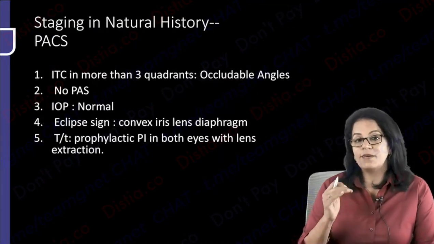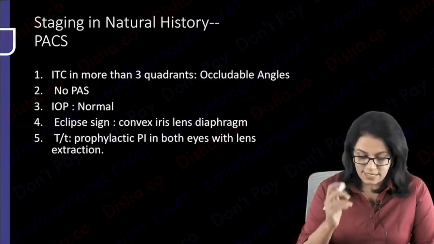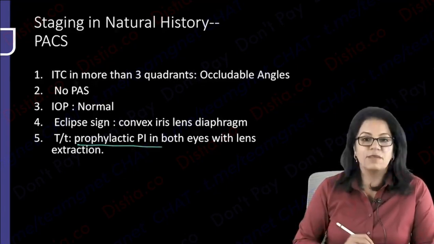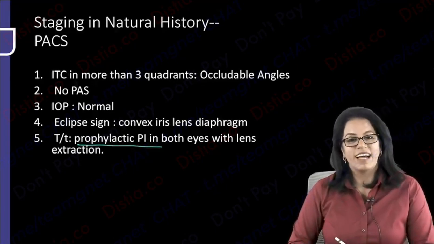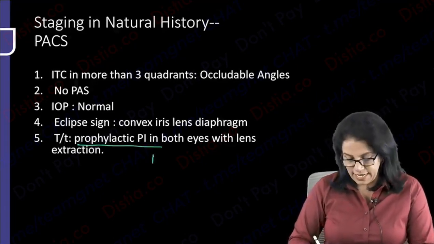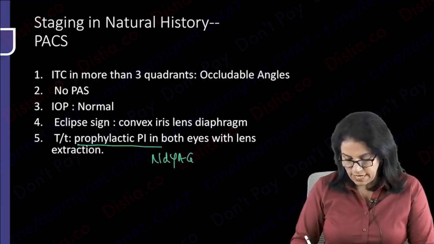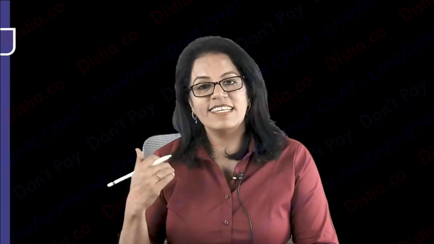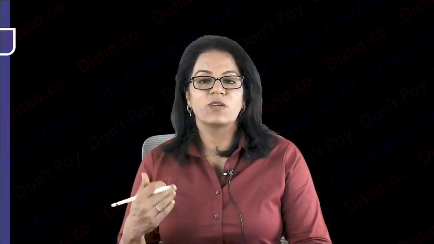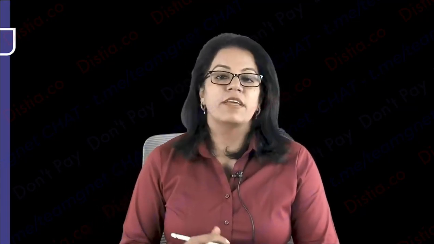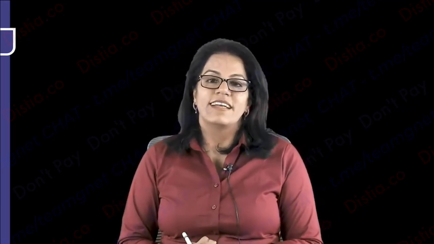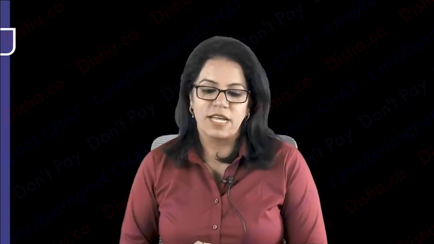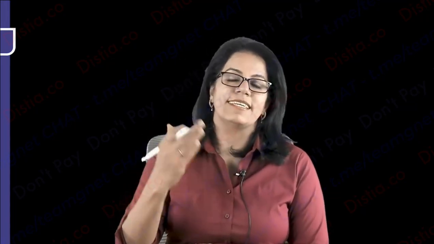How will you manage? If I see a patient with occludable angles, I can go for prophylactic peripheral iridotomy. How do you do a peripheral iridotomy? With Nd:YAG laser. When you do it with the laser, it's iridotomy. When we do it surgically, it is called iridectomy. Okay, so that's the difference. In both eyes, and we can also try to remove the lens factor and reduce lens vault by taking out the lens. That is lens extraction.